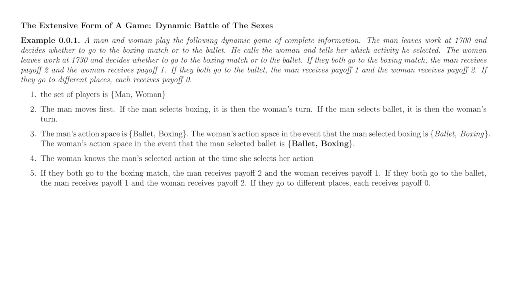The woman has two moves, one following the man's selection of boxing and the other following his selection of ballet. Only one of these moves occurs during play, but she nevertheless has two moves to plan for. The woman therefore has two action spaces, one corresponding to each move.